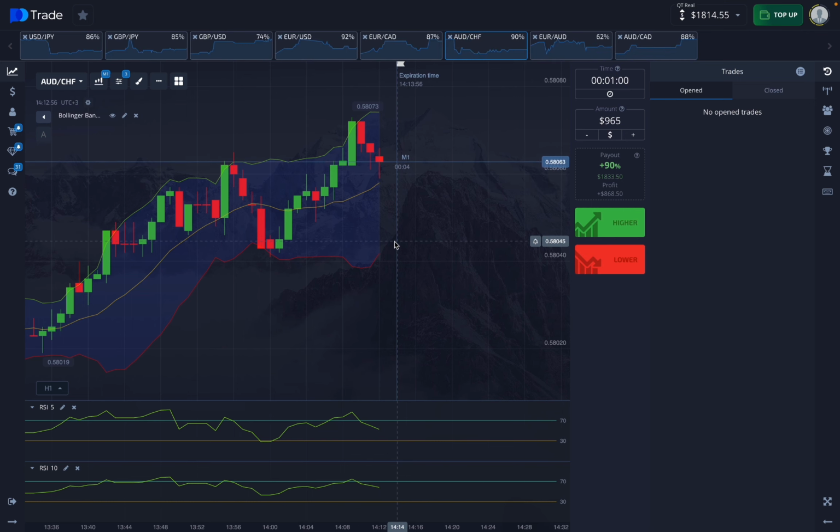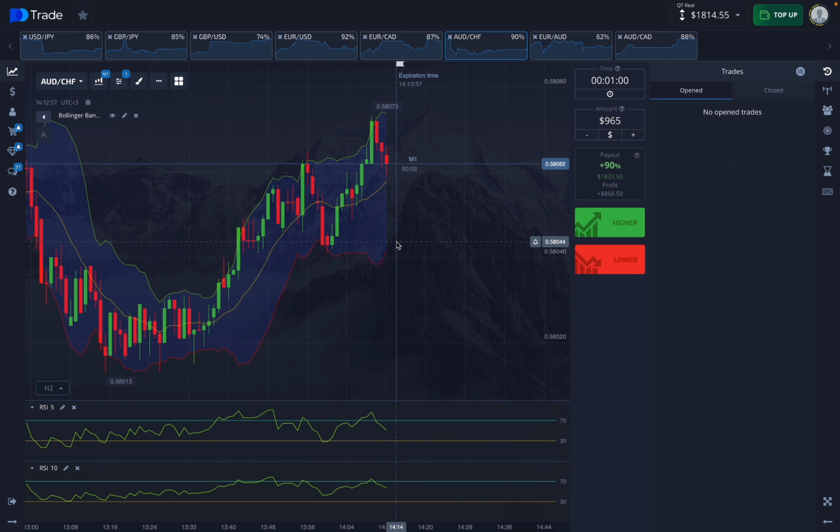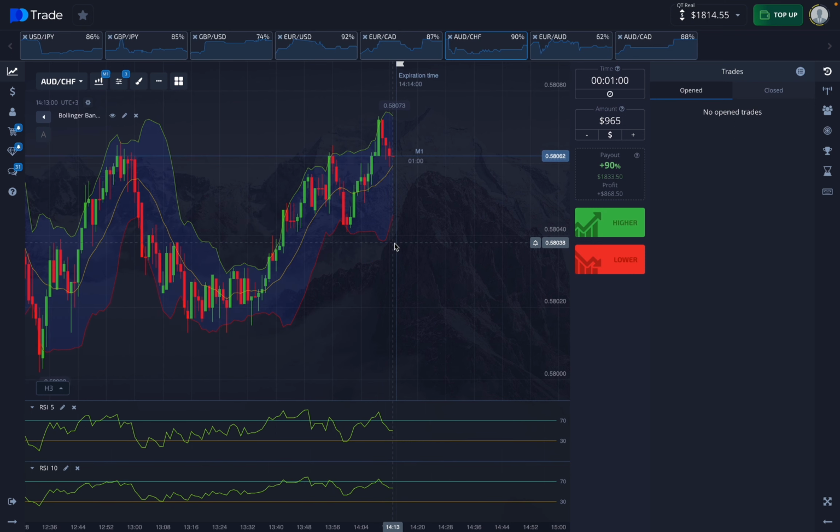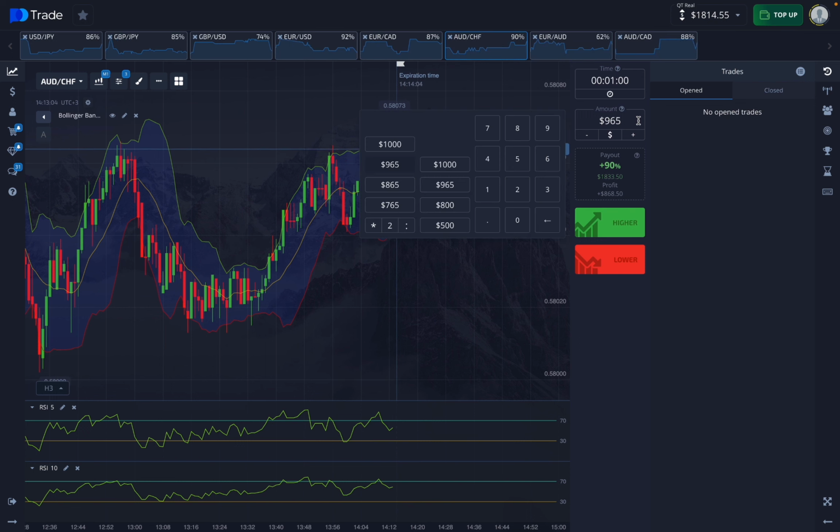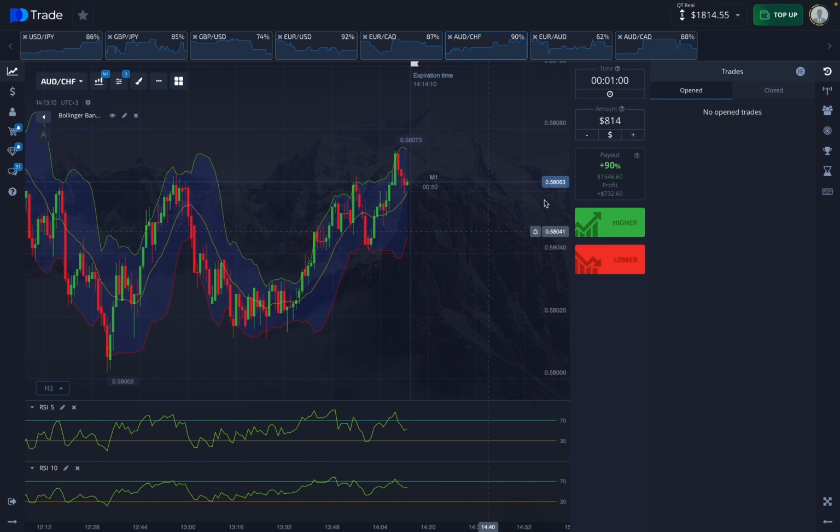I think for $800, we will open a deal with you. Let's put 814. So let's proceed. Let's select the final deal. So here it is. I'll probably open a downside trade. Now I will select the most successful entry point.